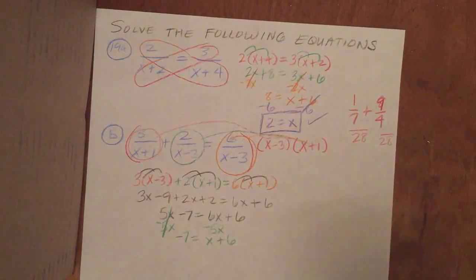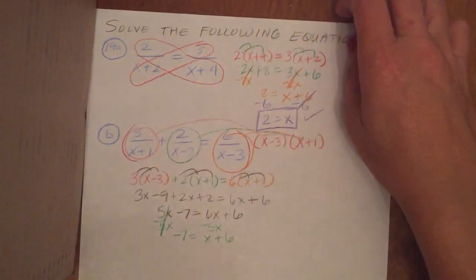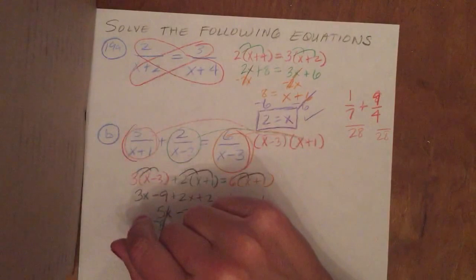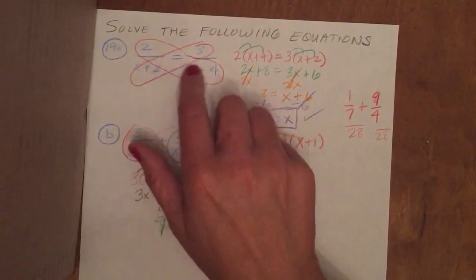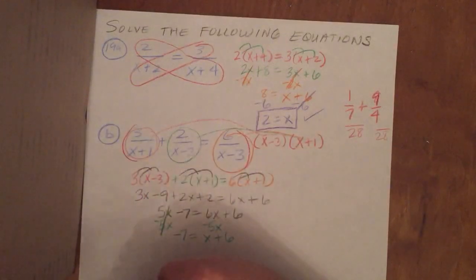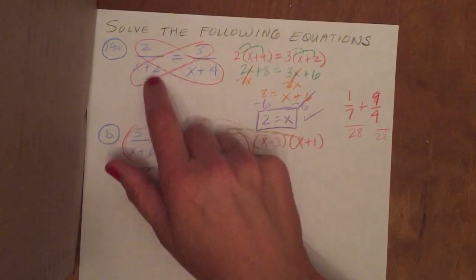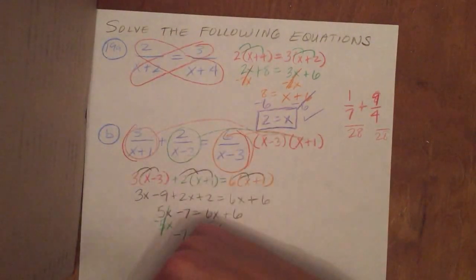I had already filmed this video and the video messed up, so I'm going to go ahead and re-explain what I had. We're looking at solving the following equations, and these are what we call rational equations because you've got two rational expressions. This is actually what we call a proportion. 19 on your review, A, 2 over x plus 2 equals 3 over x plus 4 is a rational equation.